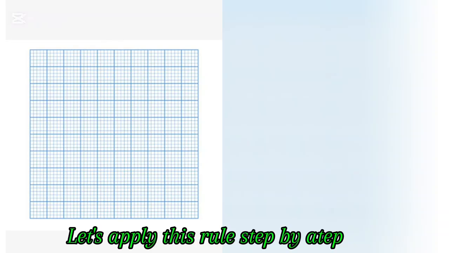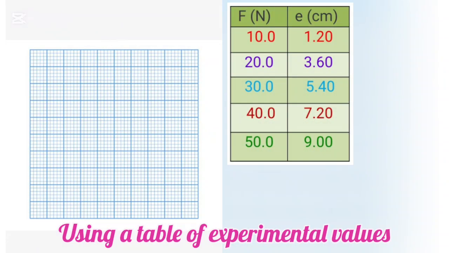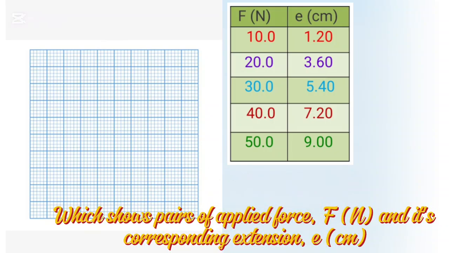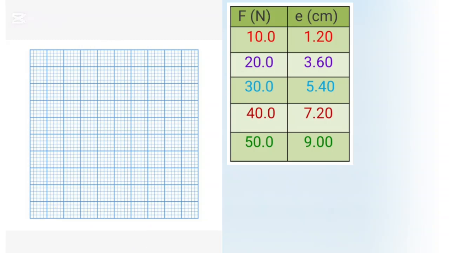Let's apply this rule step by step using a table of experimental values, which shows pairs of applied force F in Newton and its corresponding extension E in centimeter in bracket: 10.0 and 1.2, 20.0 and 3.6, 30.0 and 5.4, 40.0 and 7.2, 50.0 and 9.0.